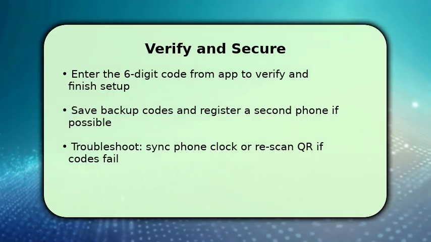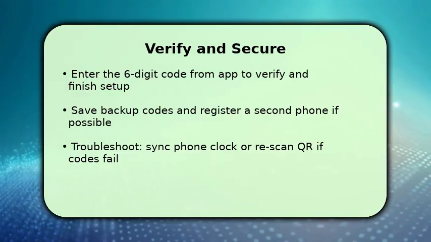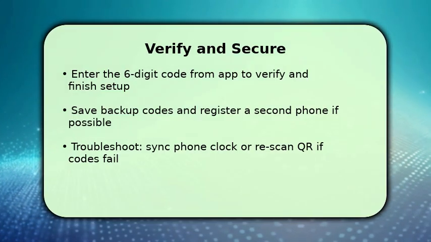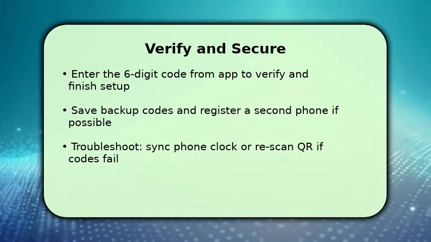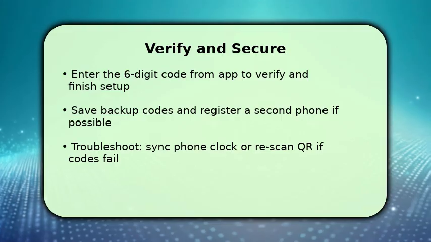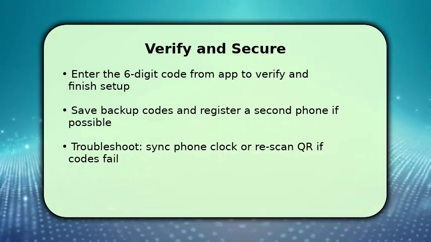If the code is rejected, check your phone's clock is set to automatic network time and resync if needed, then rescan the QR code. Once verified, two-step verification is active for your Gmail account.